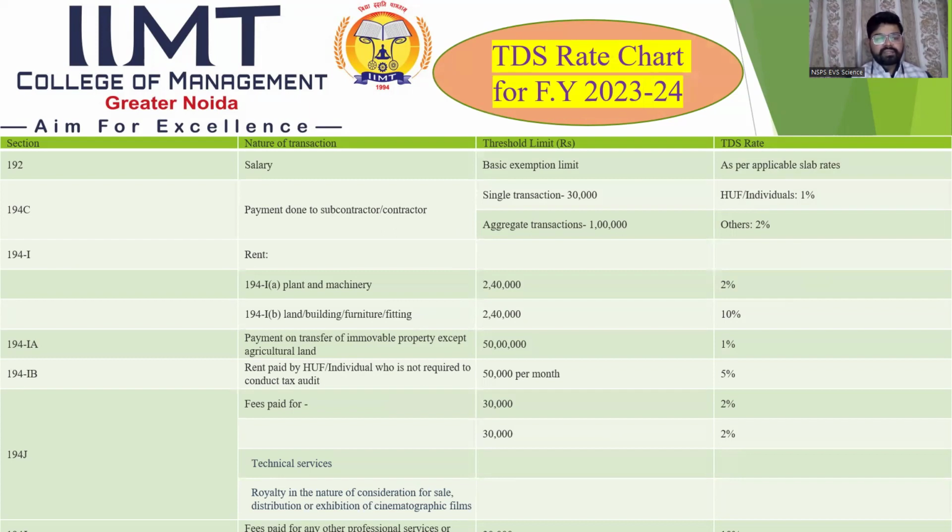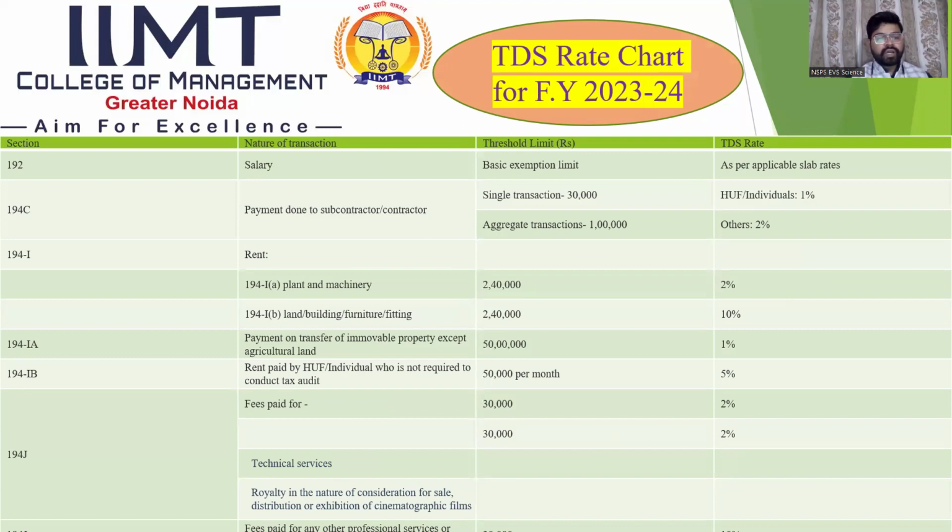194IA is applicable for payment on transfer of immovable property except agricultural land. If any person transfers immovable property other than agricultural land, 194IA is applicable. The limit is 50 lakh and the TDS rate is 1% on the amount paid to the seller.